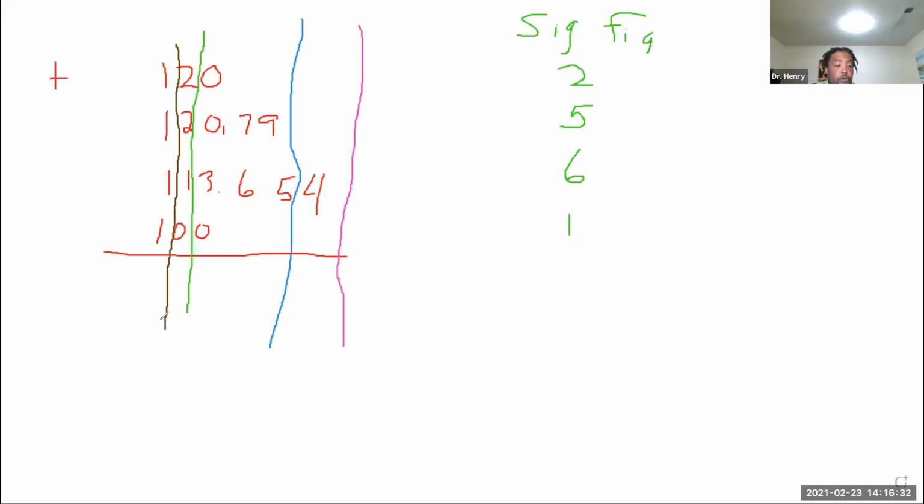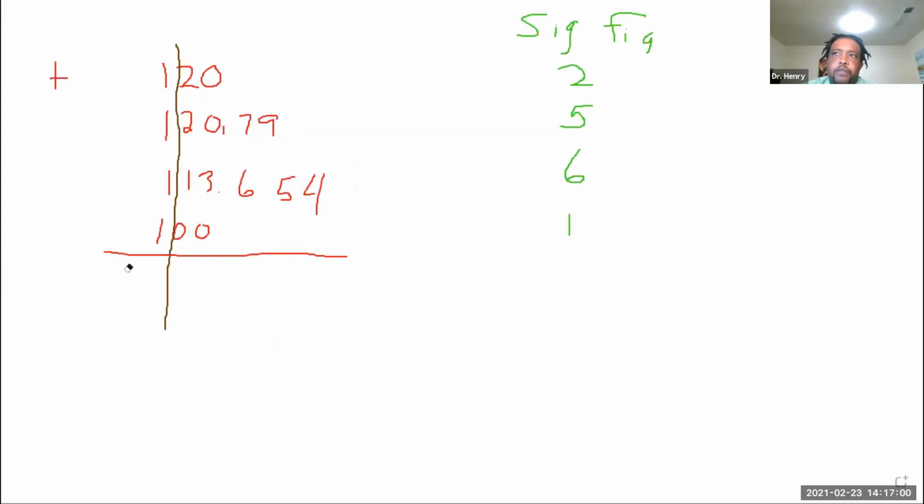Okay, so now that we've drawn our lines, we want to go to the line furthest to the left, right? In this case, the one furthest to the left is the brown line. So the rest of these aren't going to be significant. So then I'm just going to erase those lines because only the brown line is the one where we're going to determine significance, right? So let's go ahead and do the math.